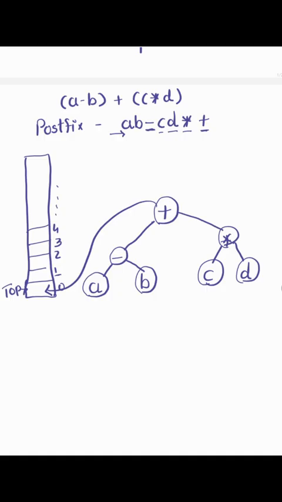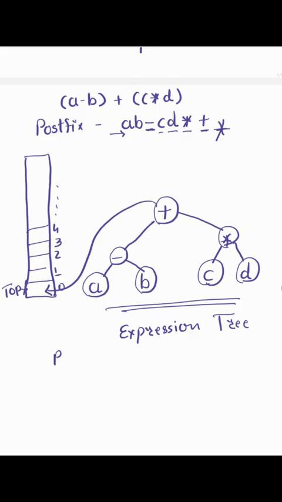Ultimately, now I don't have any element next, so that's the end of my array. This is what I'm getting as my expression tree. If you get any bigger length algebraic expression, you can do it the same way. Just keep in mind that you need to convert it first into postfix.